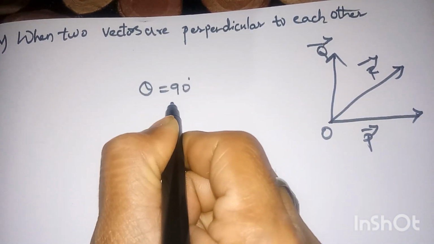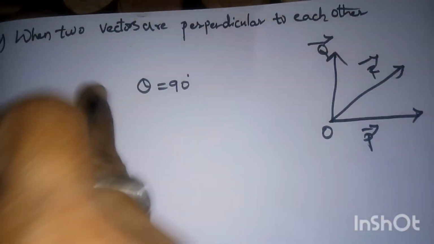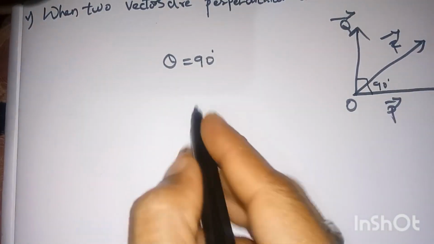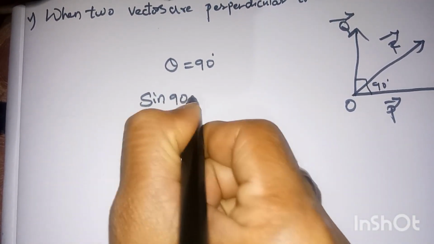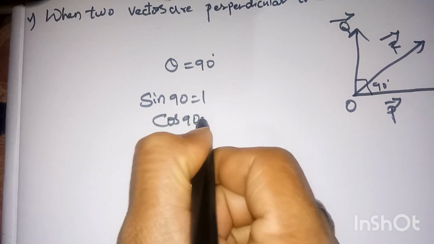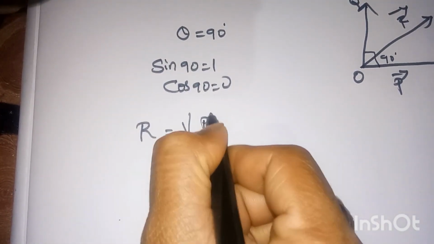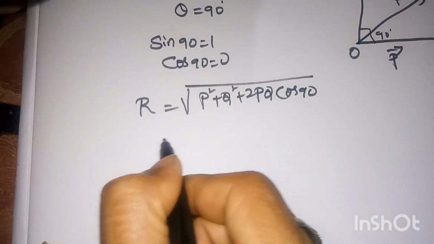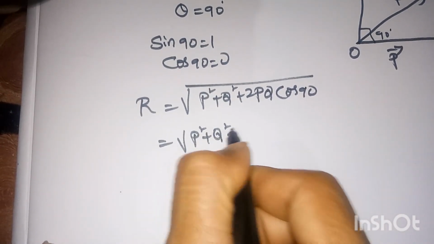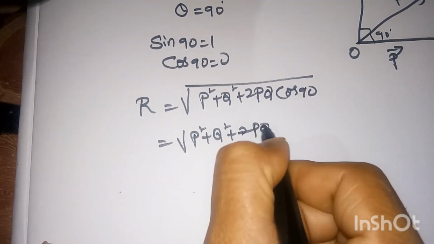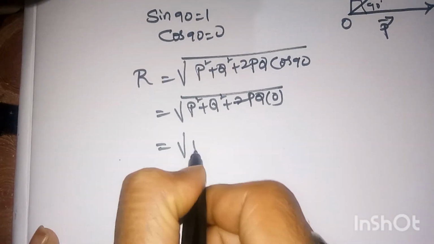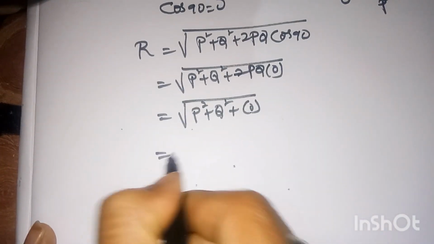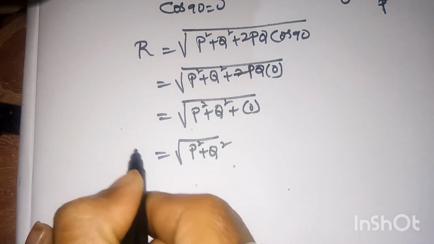Why am I taking 90 degrees? Because they are perpendicular to each other, the angle between them will be 90 degrees. So theta equals 90, sin 90 is equal to 1, cos 90 equals 0. So r equals under root p square plus q square plus 2pq cos 90. So p square plus q square plus 2pq into 0, which is 0. So r equals under root p square plus q square.